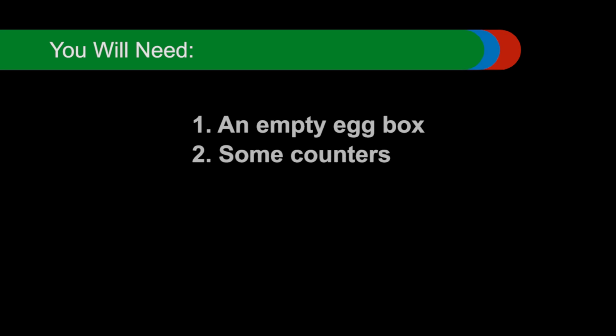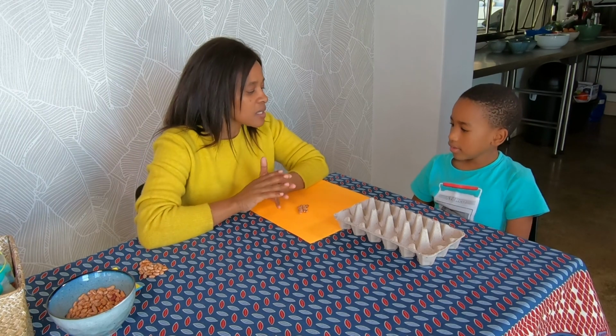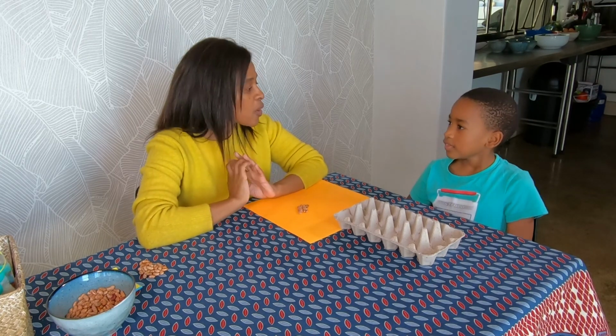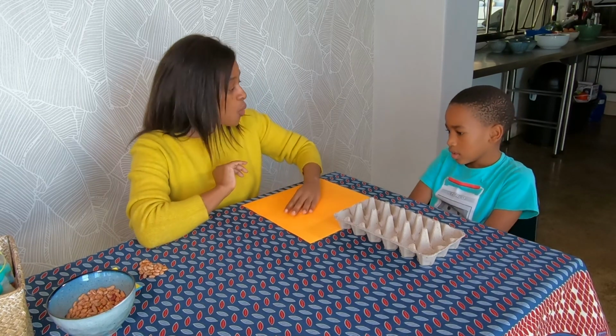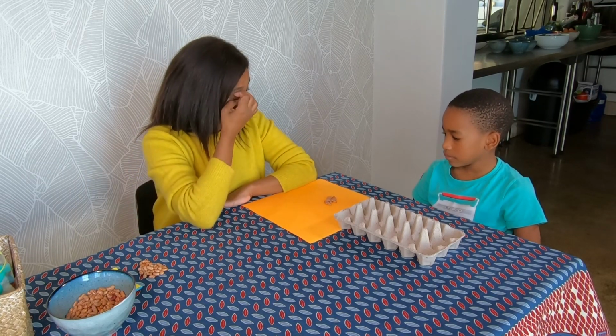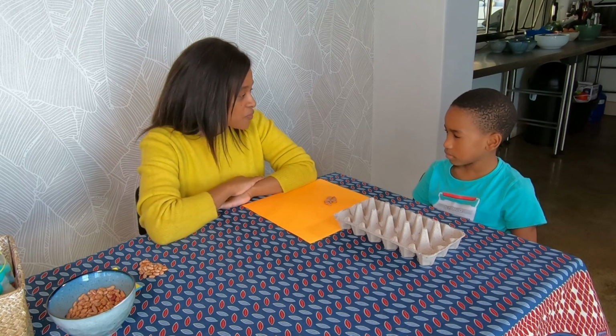You will need an empty egg box, some counters. Now we've done addition, subtraction, and some counting, and you did very well. Now we are going to do some grouping. I've got 12 beans here, okay? So with these 12 beans, make groups of 3 for me.